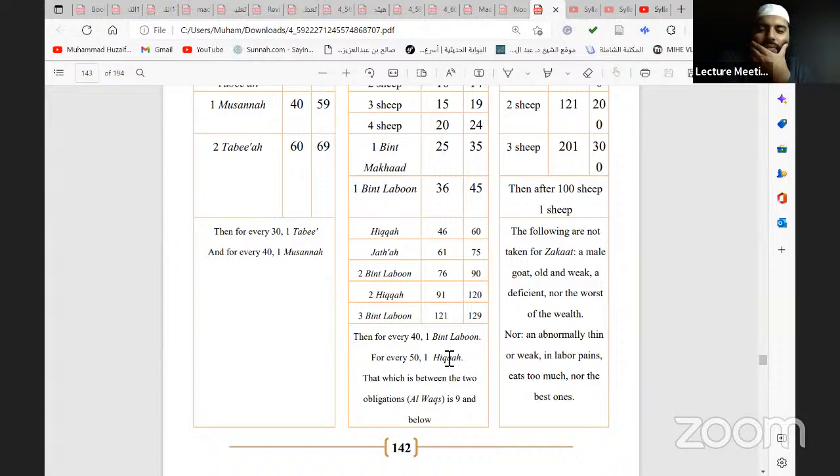What about 180? What do you do with 180? Ahsant, very good. Let's see if everyone else gets it. Ahsant. Good. 2 hiqqas and 2 bint laboons. Good. 50, 50, 100, 40, 40, 180. Ahsant. Okay. Another trick question. What about 200?